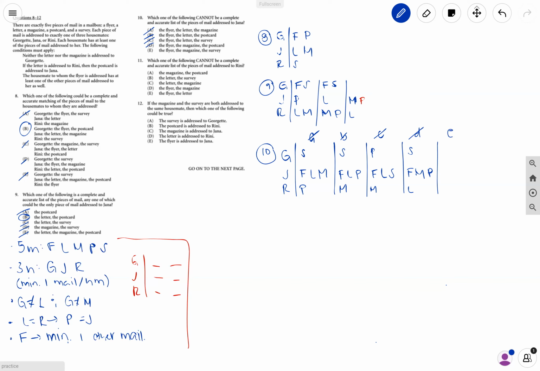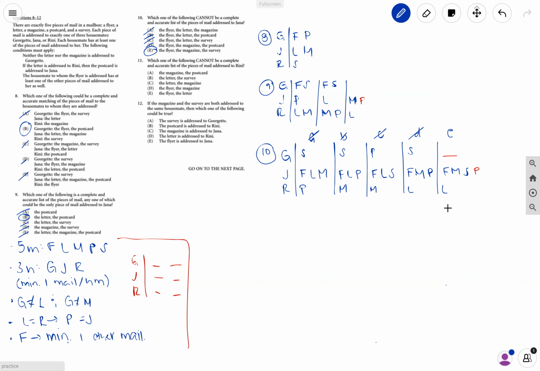If I put in F, M, and S, I'm stuck between P and L, going between G and R. I'd have to put L and R because L can't go with G. But if I do that, I'd have to put P in here, and there's absolutely nothing for G, which breaks my rule that every single one of them has to have at least one piece of mail. So this is my right answer because it can't be true.